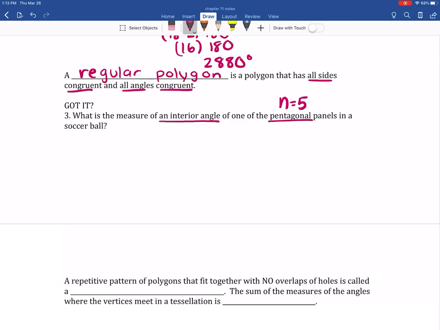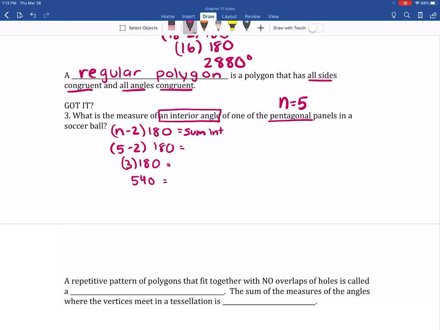Well, my equation for the sum is n minus 2 times 180. So I can find the sum of them first. I'm going to plug in 5. So now I'm just going to go through and simplify. Like I said, I'm going to do PEMDAS first. 5 minus 2, multiply by 180. And now I have the sum of the interior angles.